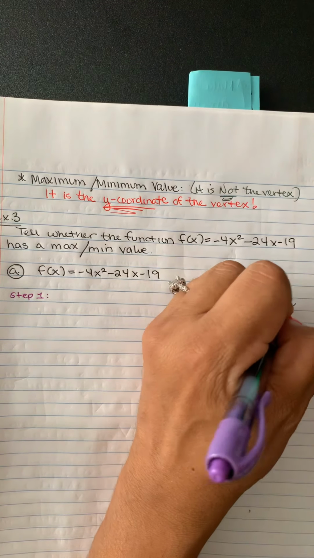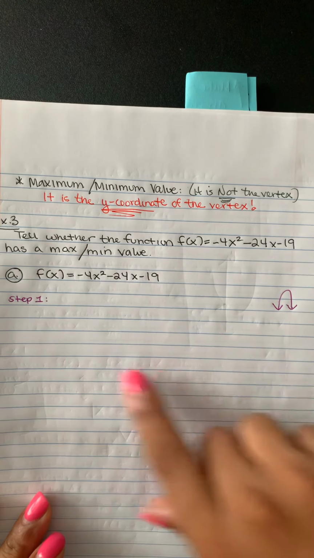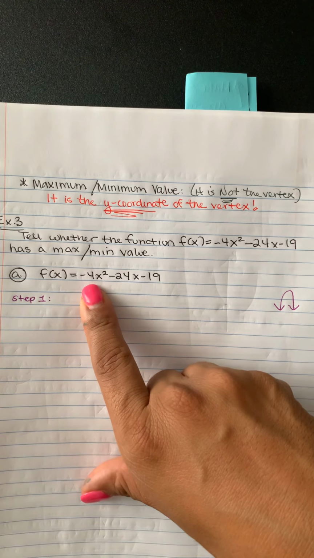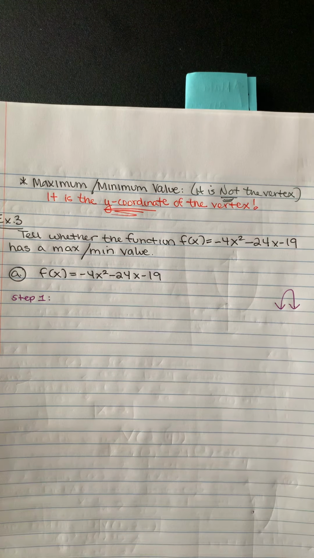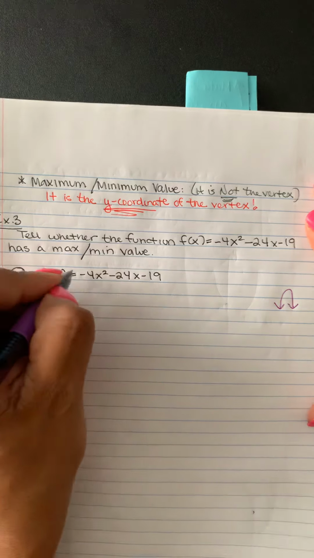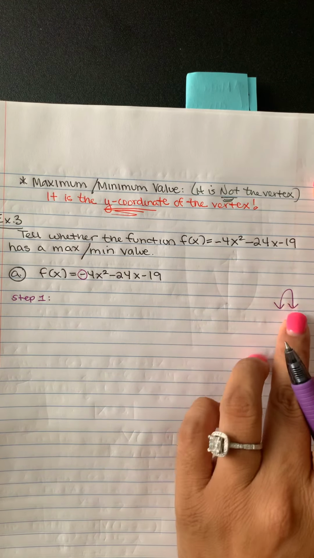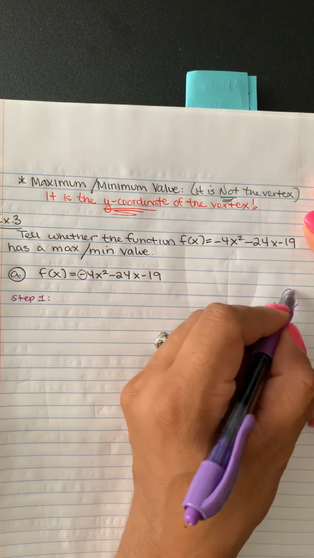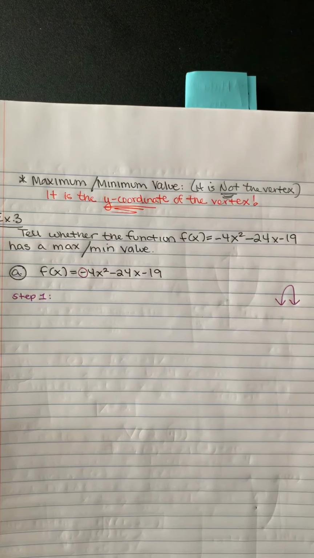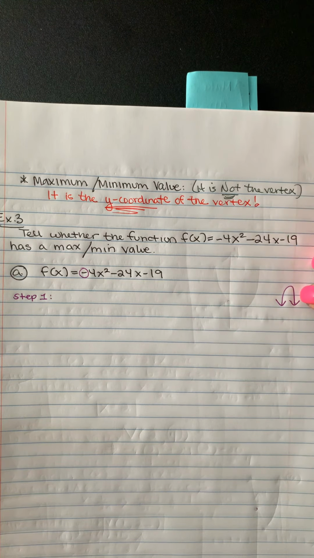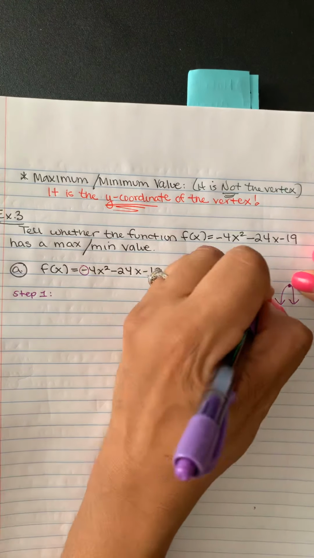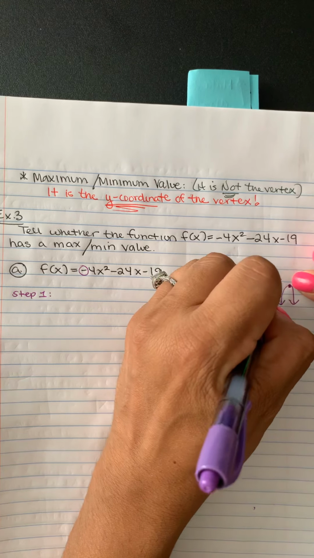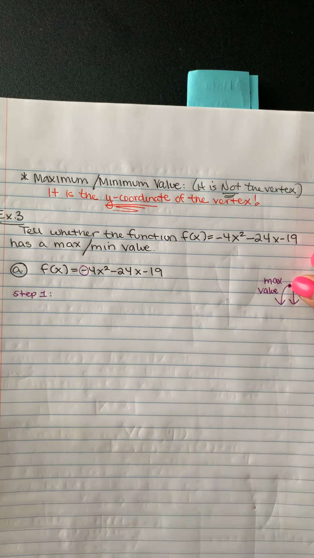I know just by looking at our a value that it's going to have a maximum value, but they want to know the actual number. Because this is negative, I know that my parabola is going to be U-shaped, but it is going to be reflecting down. It's going to be opening down. Therefore, this is the highest point on the graph, and that's why we know that there's going to be a maximum value. But we need to know what the y-coordinate of our vertex is.